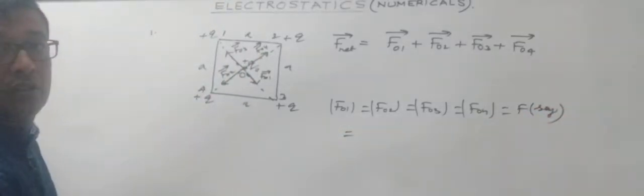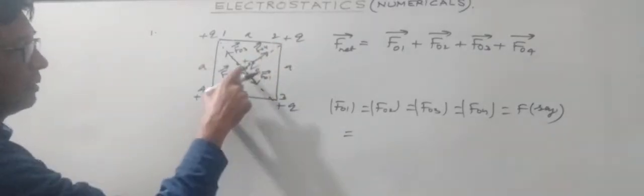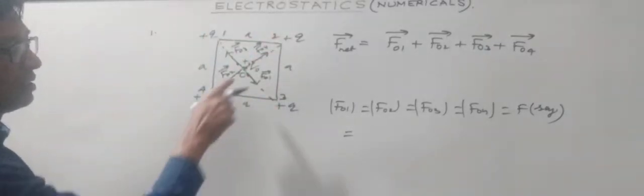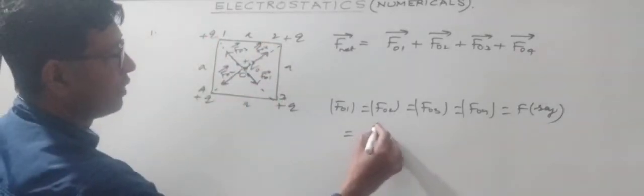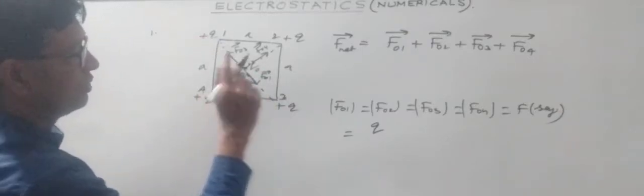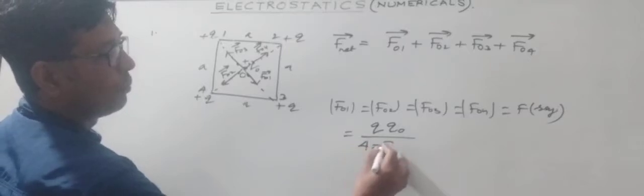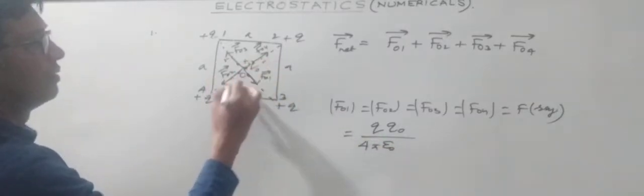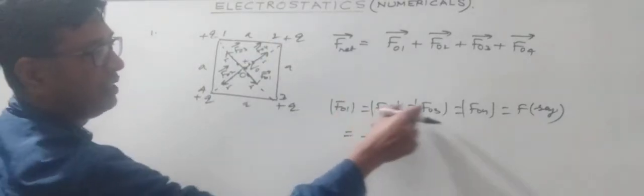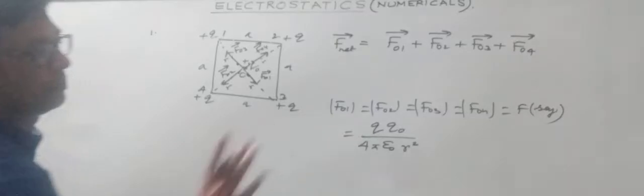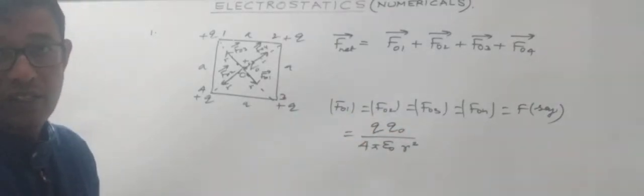Why are they equal? Because the magnitude of the pair of charges is the same and the separation between them is also the same. The distance of point O from each of the 4 corners is the same. So one of the charges has magnitude Q, the other has magnitude Q0, divided by 4 pi epsilon. Suppose the distance between the pair of charges is R. So it is R square. So the magnitude of each of the forces is the same: Q Q0 divided by 4 pi epsilon R square. Right? This is the magnitude.